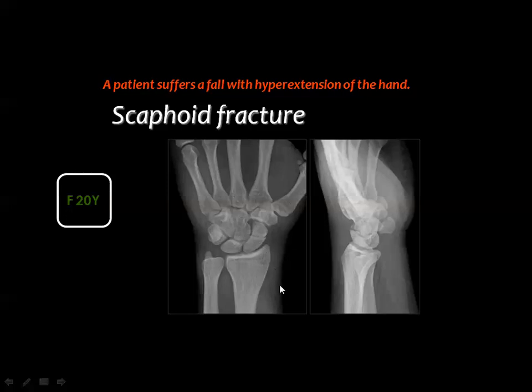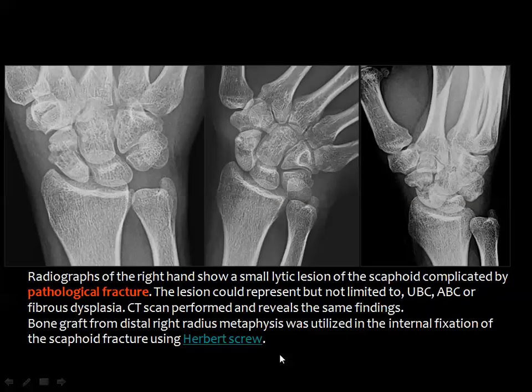You know that the blood supply to the scaphoid bone enters from its distal part. Then the fracture will prevent the blood supply from reaching the proximal bone, and this part of the bone is very liable to avascular necrosis.